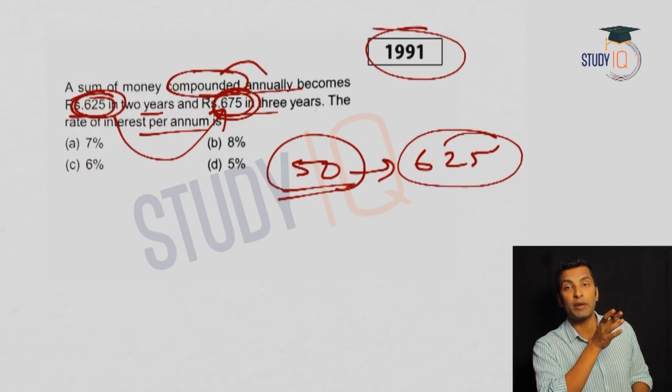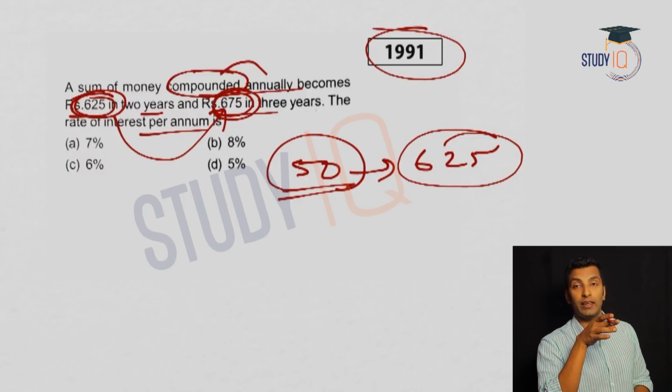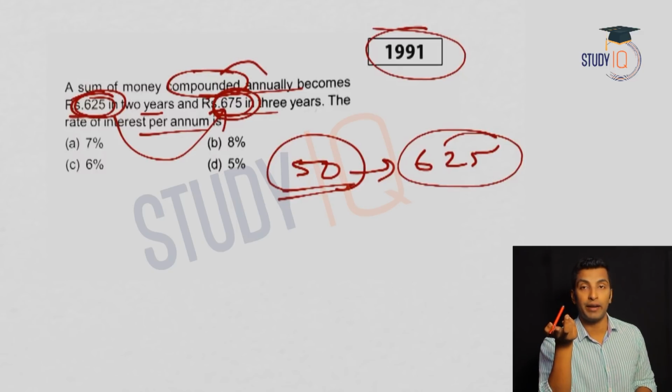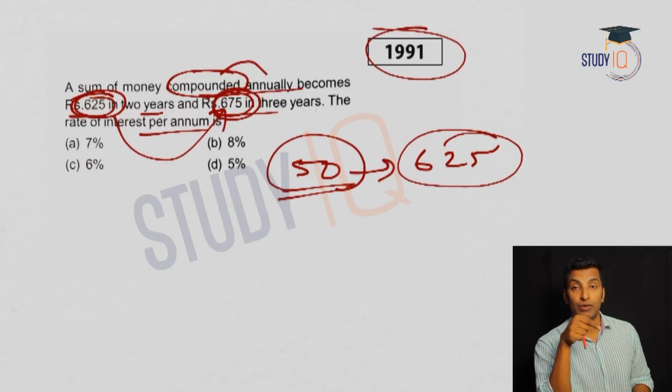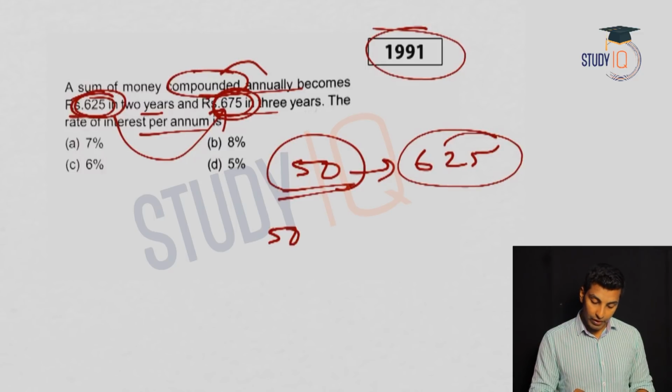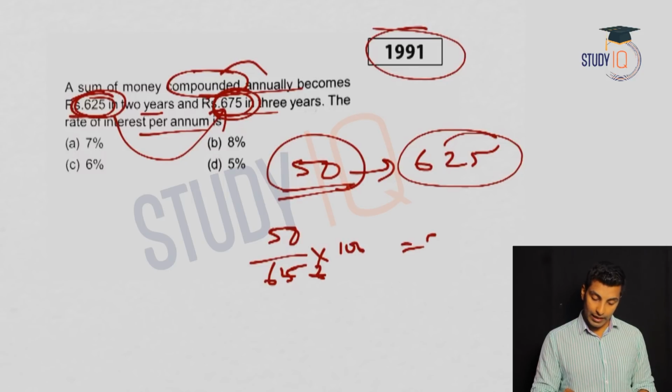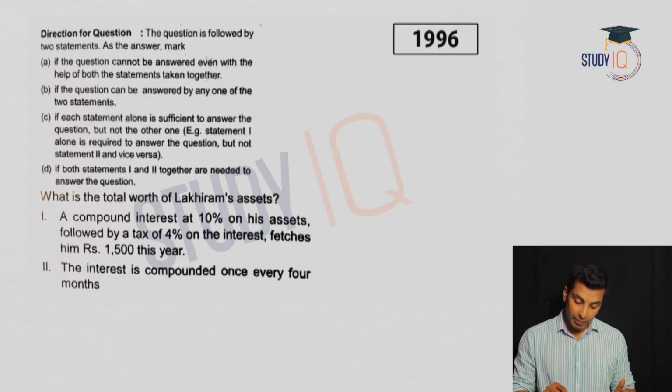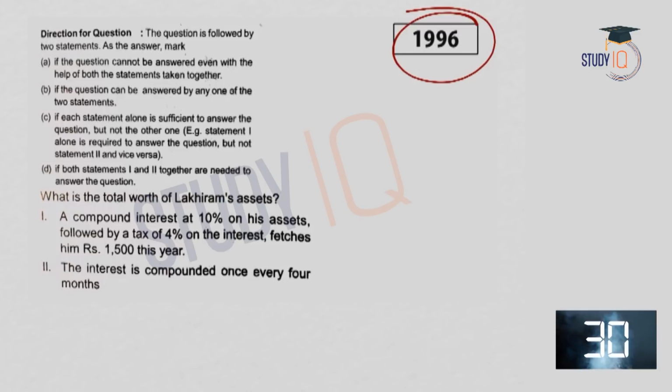So 625 is the principal amount. Okay, so from 625 you are getting 50 and it becomes 675. For 1 year it's just simple interest. So what percent of 625 is 50 is what you need to calculate. Okay, so what is your answer? 50 divided by 625 into 100. You'll get it as 8%. Okay, take a minute and solve this question.